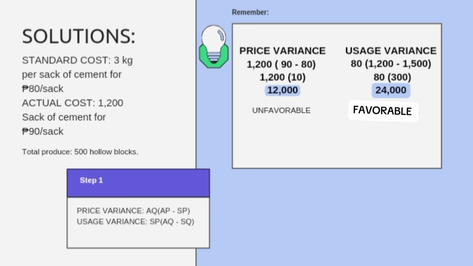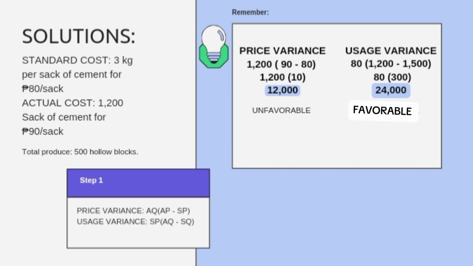And then take note also of the information that you need to solve the problem. The standard cost and the actual cost are given in the problem, and then the total quantity of product produced. So in the problem, the given is the standard cost, the actual cost, and the total of product produced. Now let's start with price variance.